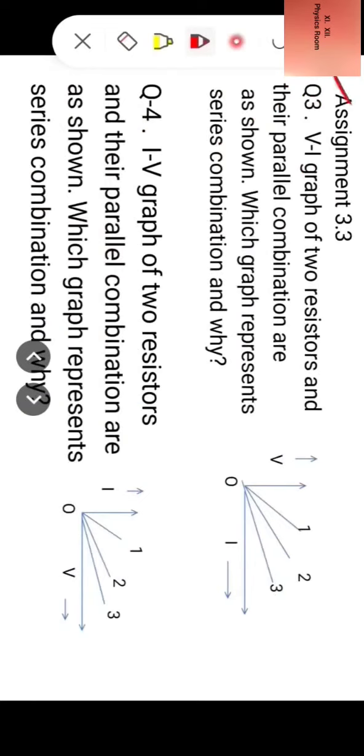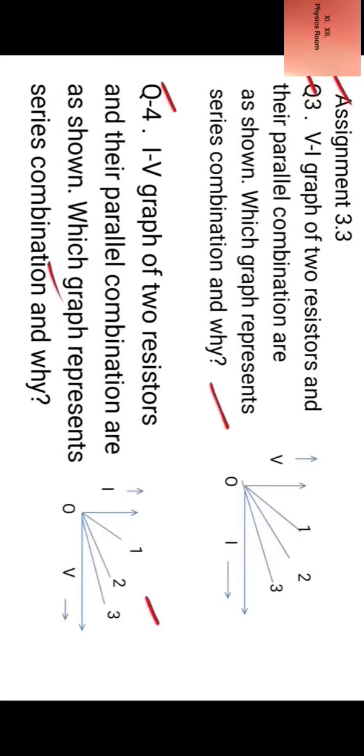Assignment 3.3 continued. Question number 3. VI graph of two resistors and their parallel combination are as shown. Which graph represents series combination and why? Question number 4. IV graph of two resistors and their parallel combination are as shown. Which graph represents series combination and why?